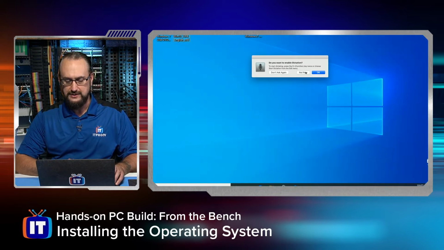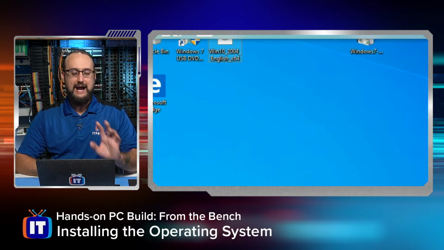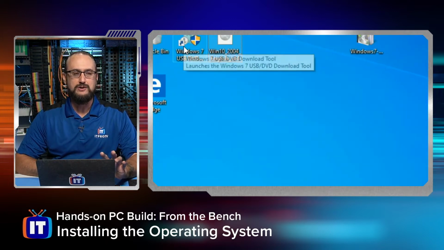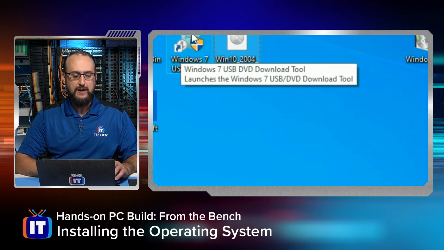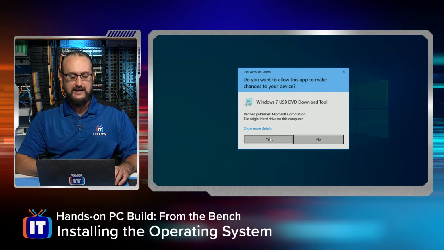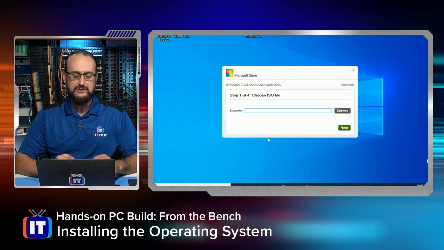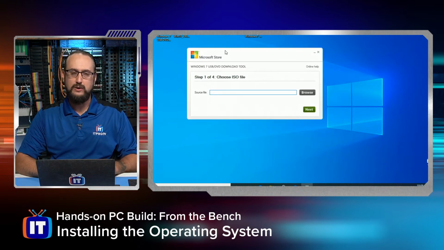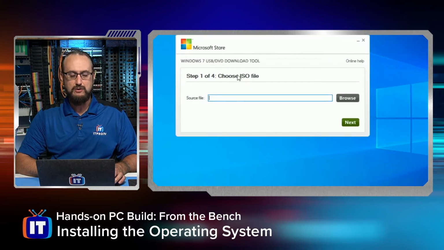Let me go ahead and see what's coming up there. And then from there, what you're going to want to do is launch this utility just by double clicking on it from the desktop, and go ahead and say yes to the User Account Control, and it's going to bring up this small interface, and it's really just point and click from here. It says choose your ISO file.